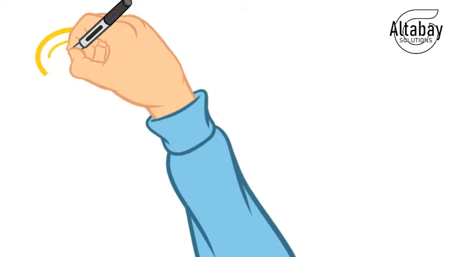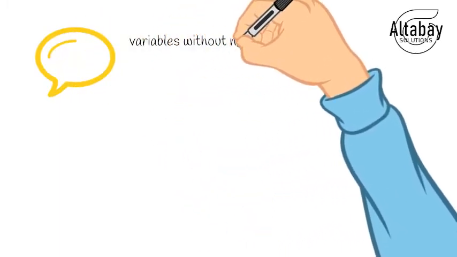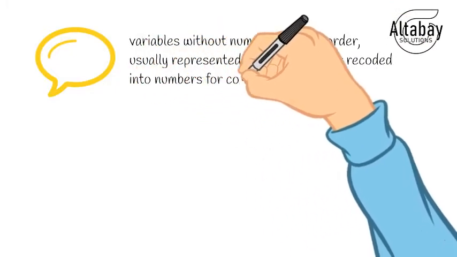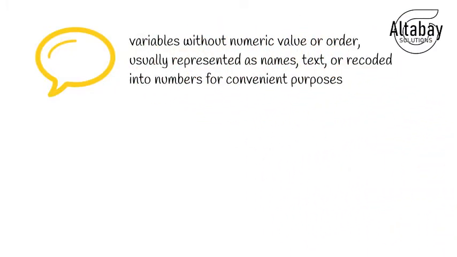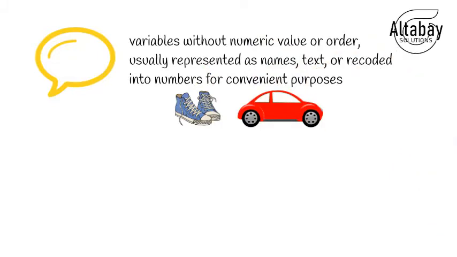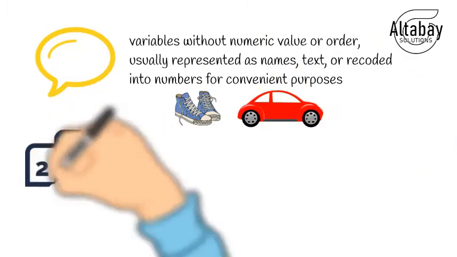First, we have nominal or categorical variables. These are variables without numerical value or order. They are usually represented as names, text, or recoded into numbers. Note that the recorded numbers still do not mean anything numerically. For example, brands of shoes or types of cars are considered nominal variables.